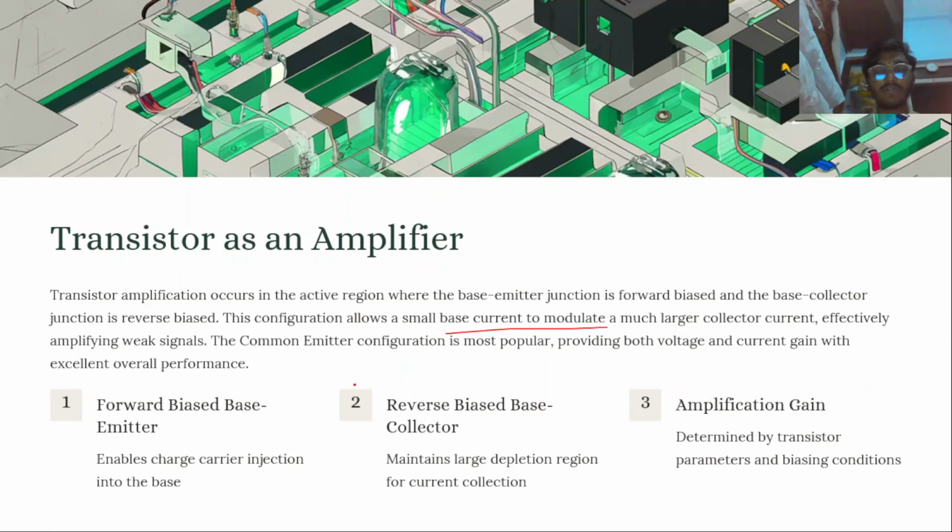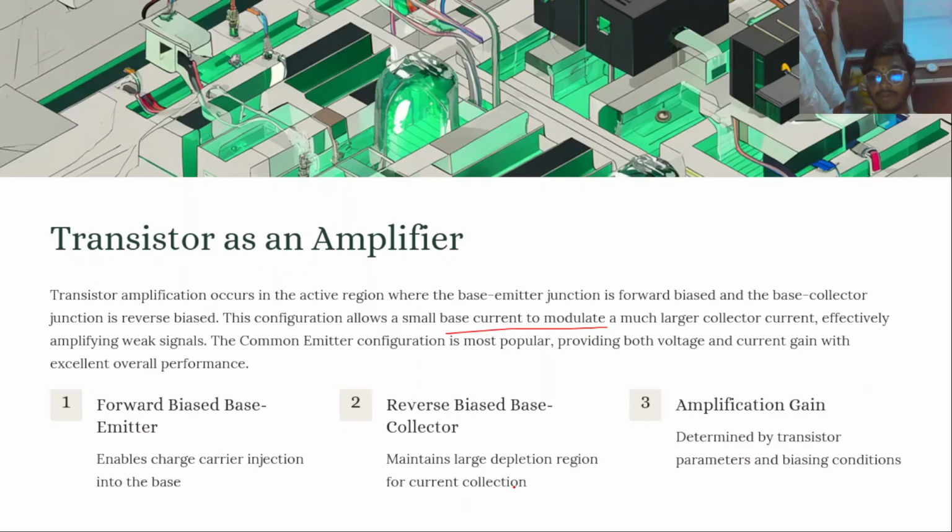Common base configuration does not perform very well. So the common emitter configuration performs very well, with excellent performance. Next, forward biasing the base emitter and reverse biasing the base collector enables charge carrier injection into the base, maintaining a large depletion region for collector current collection.